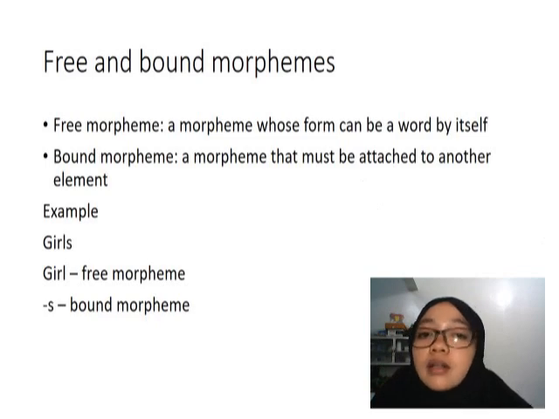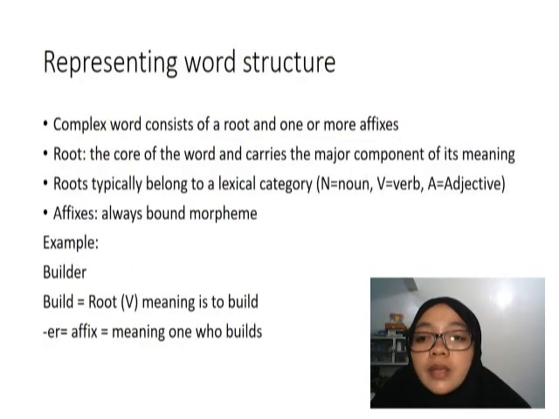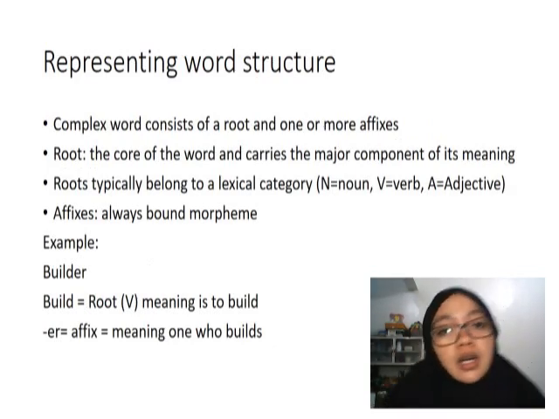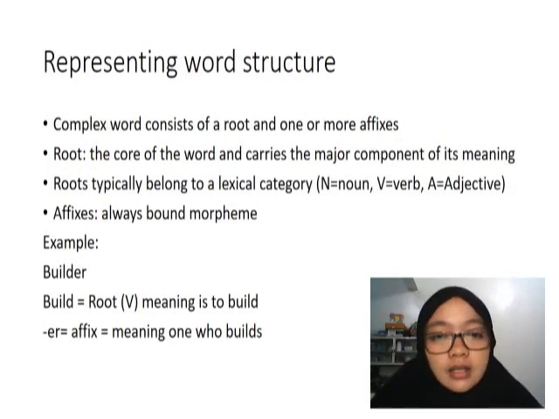How to represent that? How if we want to identify the structure of the word? We should find out what is the core of the word structure, and then what is the additional element of the word itself. So when we talk about the structure of the word, we relate that with simple and complex, right? For the simple, there must be no problem because this is the single word itself.